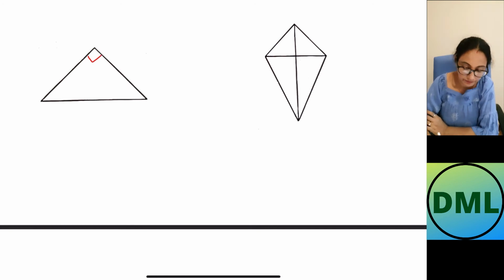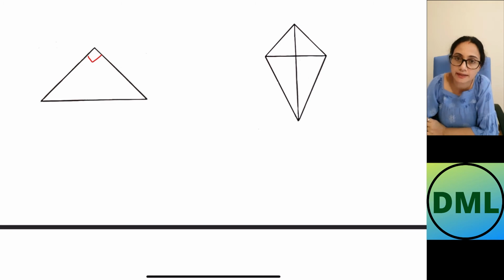Let's see the next figure. This is the kite we have and we have lines. This is our first line. This is our second line. Are they making an angle here? Yes, right? They are making an angle. But is this a right angle? No, right? This is an acute angle. We can see that all these angles which are made here, here, here, here, here, here and here, all these angles are acute angles. They are not right angles.